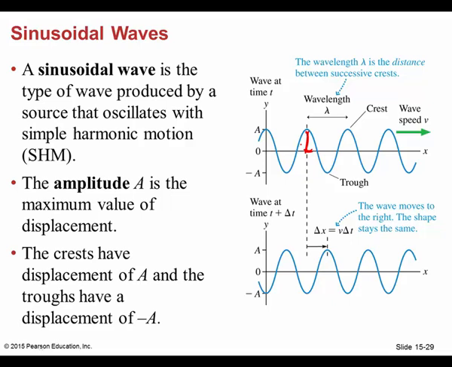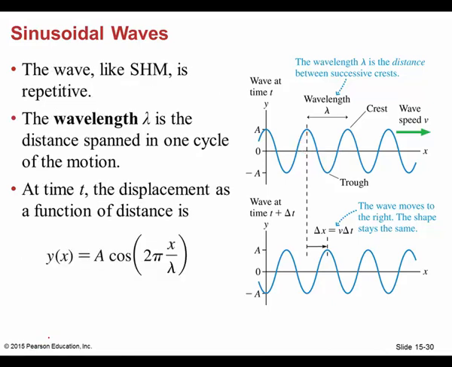And notice it says the crests have a displacement of A and the troughs have a displacement of negative A. Well, okay, that's what they're trying to get you to see here. This is A, and this right here is negative A, okay? And so, again, we measure the amplitude from the resting position of the wave, or the 0 point of the wave, to the crest or trough. And of course, remember, if we measure the trough, it is negative A.